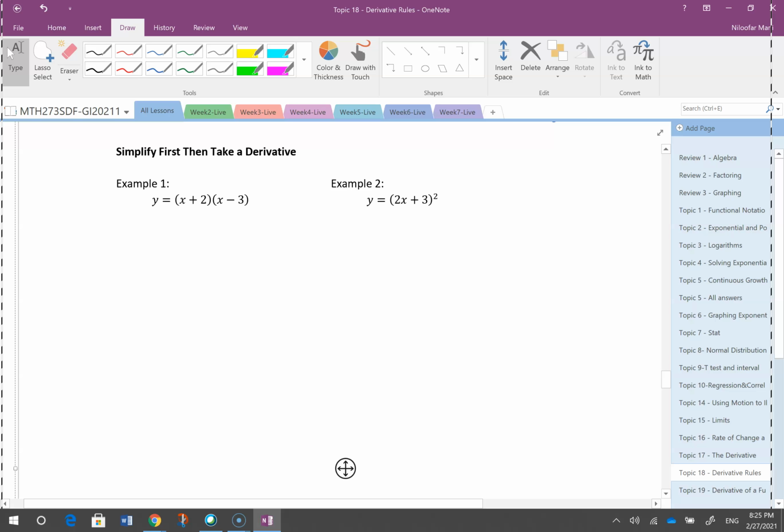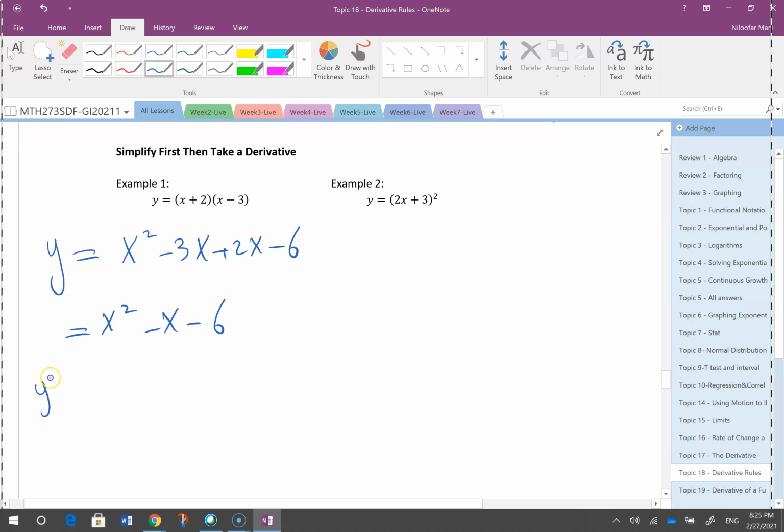So what is y? Y is x squared minus 3x plus 2x minus 6, which is x squared minus x minus 6. What is y prime then? Y prime is derivative of the other side, derivative of first minus derivative of second minus derivative of third, which is 2x minus 1.